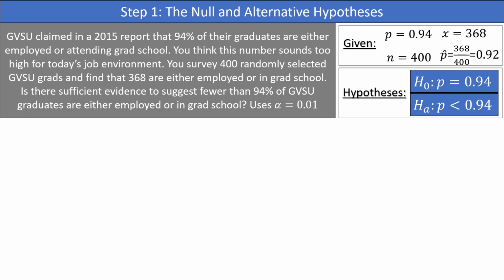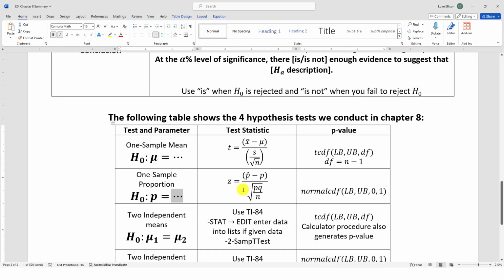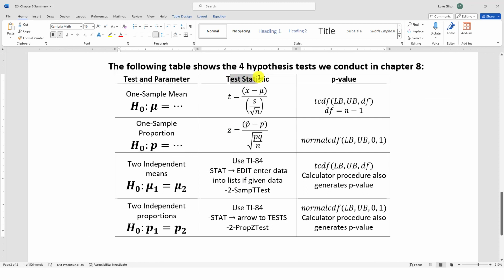Next, we can go ahead and do our calculations, step 2. The first part of the calculation step is to find the test statistic. To find the test statistic, we can once again look back at our sheet and find the formula for the test statistic. For the one sample proportion hypothesis test, the test statistic can be found by this z-score formula.